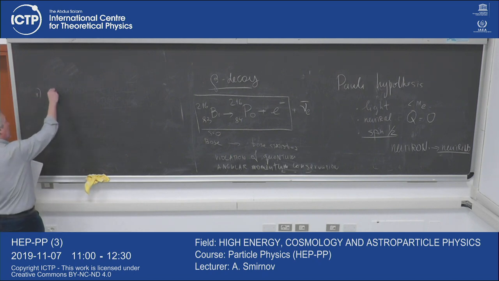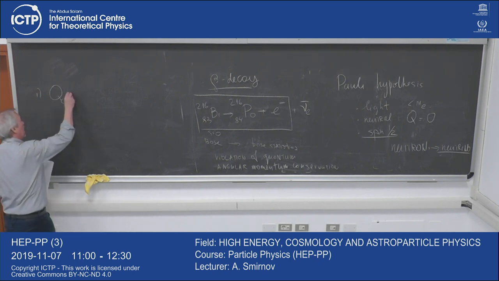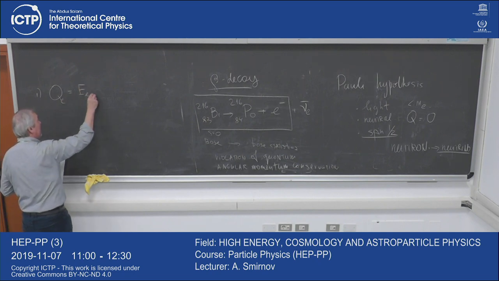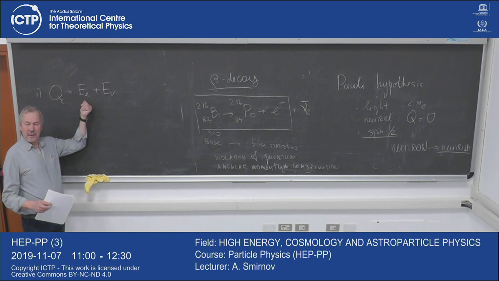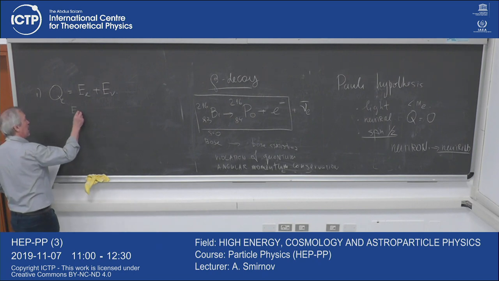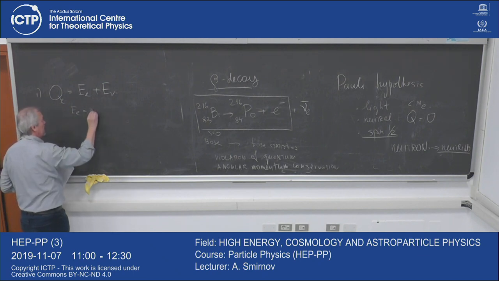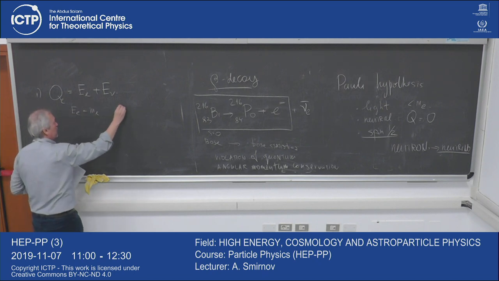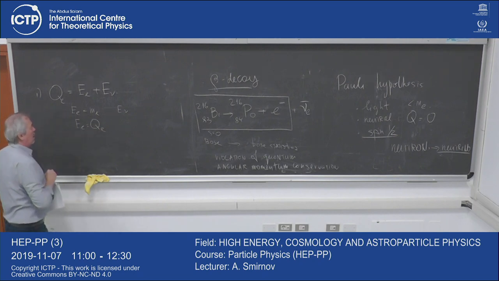And first, the total energy release Q is actually shared between the electron and neutrino. So the energy is conserved. However, in different events, you may have different energies of the electron and corresponding energy of the neutrino. So they share, and therefore the energy of the electron can be from zero. Oh, it should be the mass of the electron, right? The minimum, if it is not kinetic. So when the energy of the neutrino is zero, it can be maximal, up to Q, the end point.